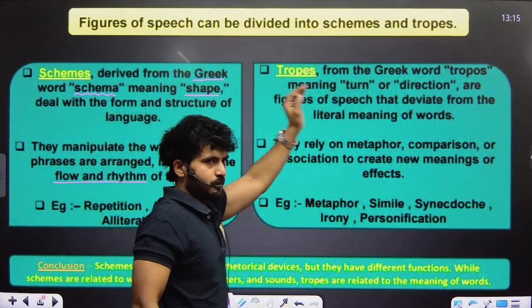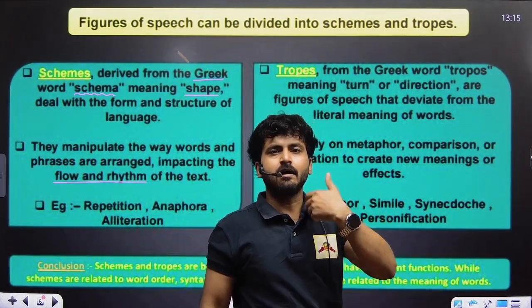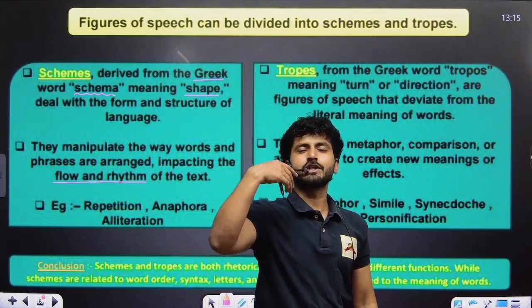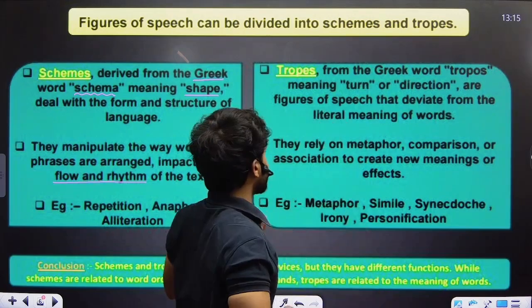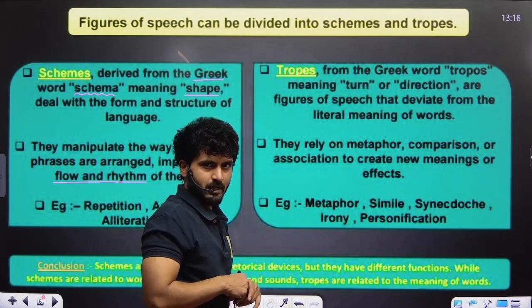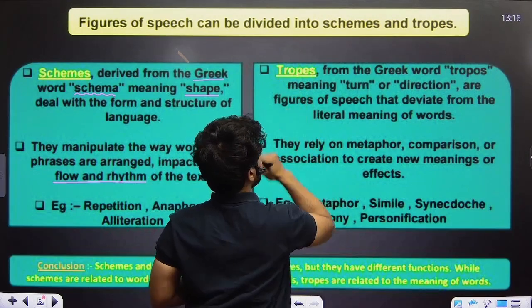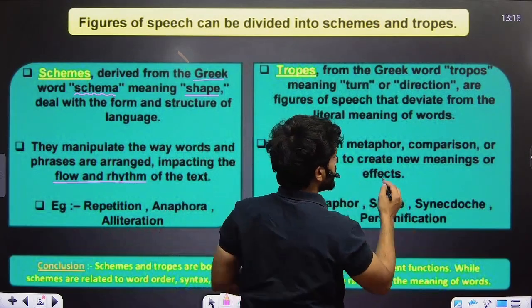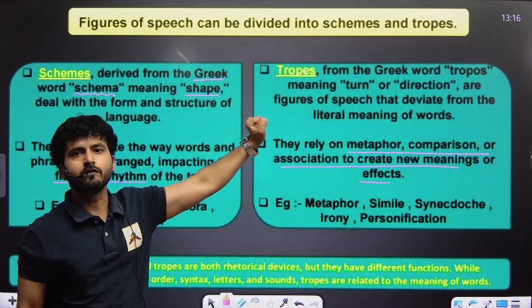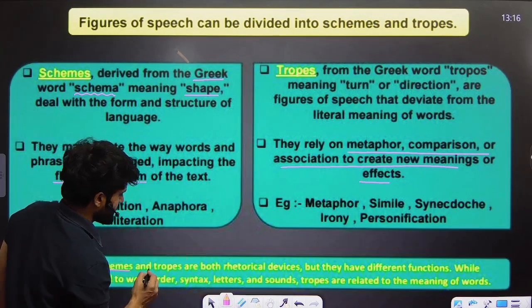In the case of tropes, you will observe that the meaning has been changed. They mean something different. He is as brave as a tiger. She is as beautiful as the moon. For those cases you use metaphor, simile. The table is walking here and there. Will the table walk? No. So personification, metaphor, comparison, association are relied on in tropes to create new meaning. When you are changing the literal meaning, you keep it under the bracket of tropes.